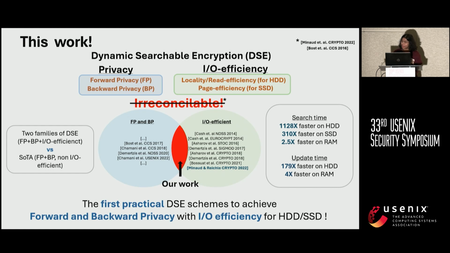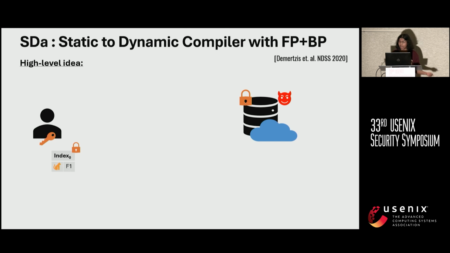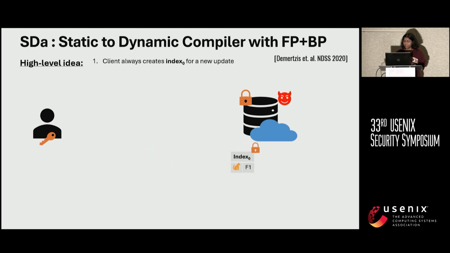We present two families of DSE schemes, which are forward and backward private and I/O efficient, and they perform better asymptotically and experimentally than the state-of-the-art non-I/O-efficient DSE schemes. Our starting point was SDa, which was presented in NDSS 2020, and it's basically a static-to-dynamic compiler, meaning that it converts any static scheme to a dynamic one, maintaining forward and backward privacy. The high-level idea is that the client creates an index of size 1 whenever an update happens using the underlying static scheme and uploads it to the server.